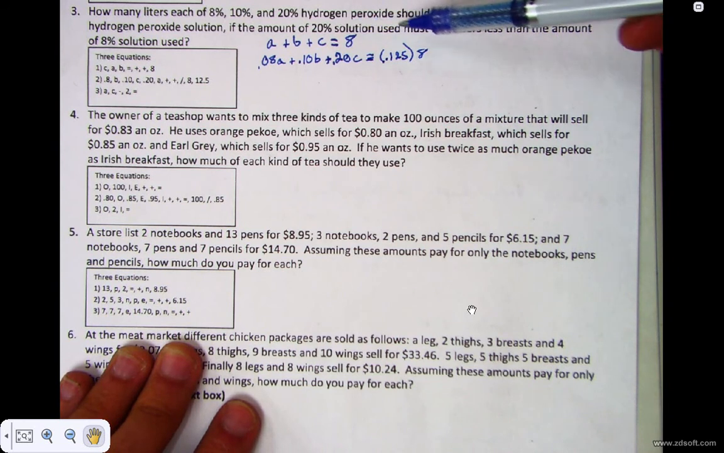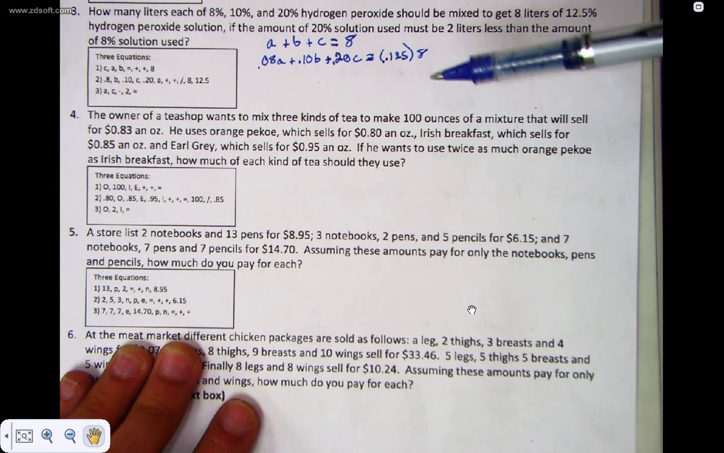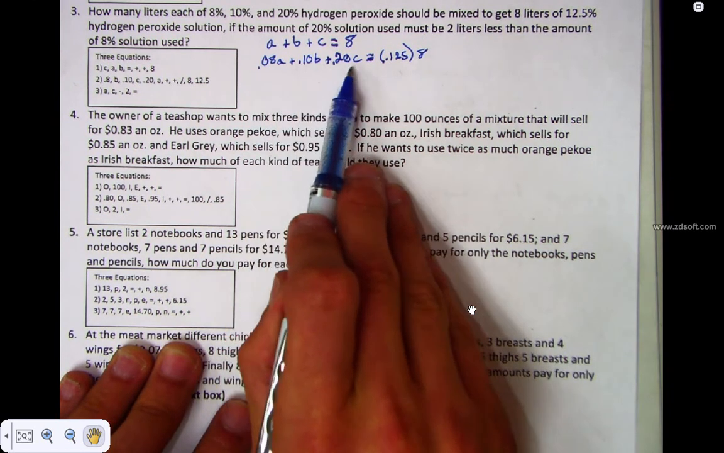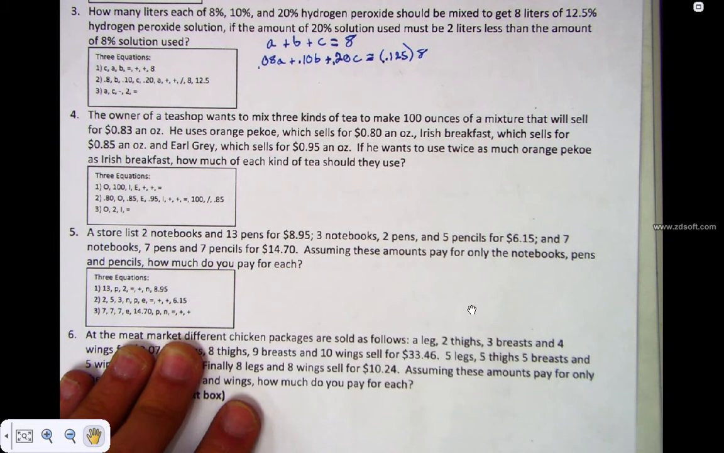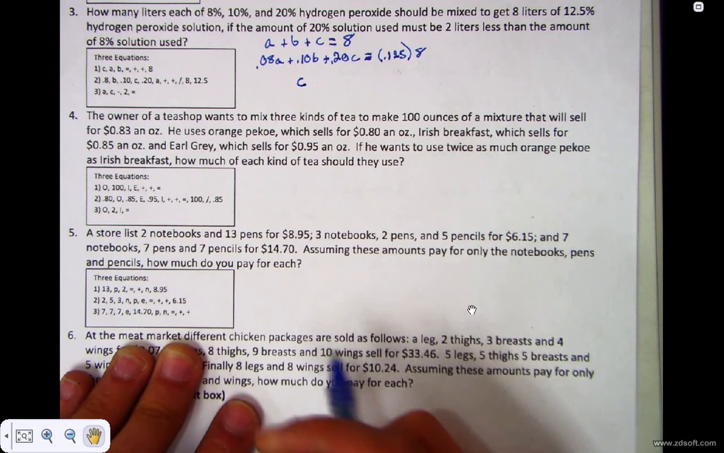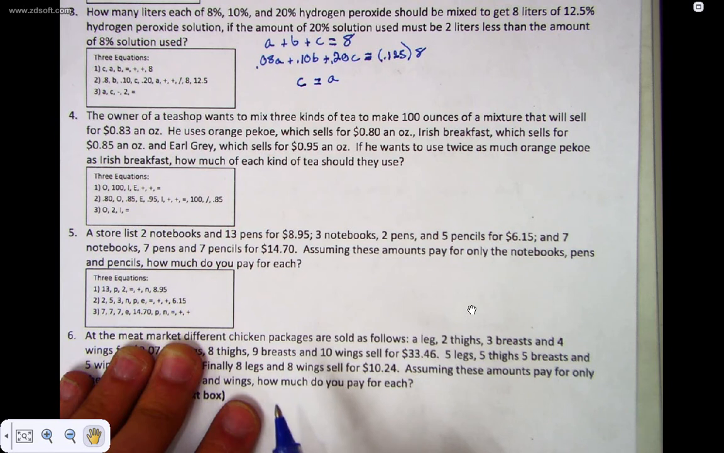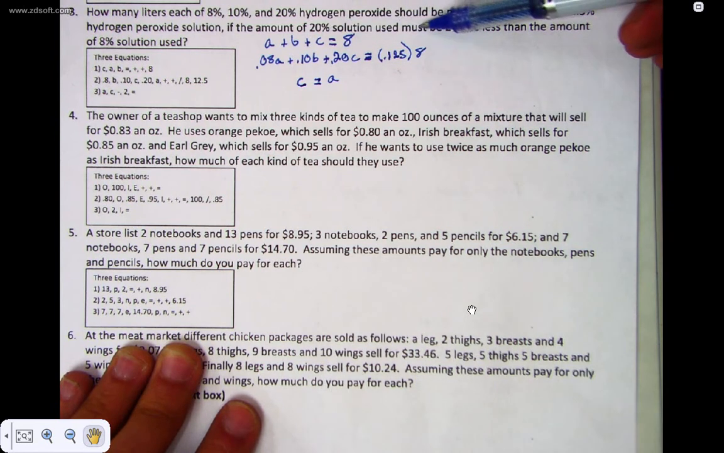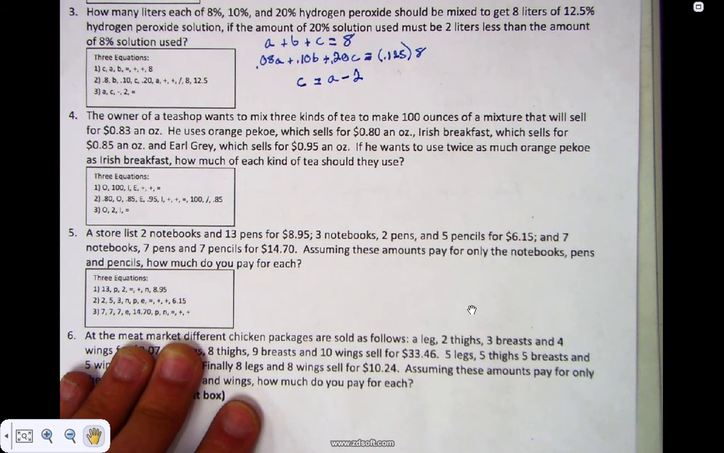So if the amount of 20% solution used must be 2 liters less than the amount of 8% solution used. Okay, so we're talking about amounts. We're not talking about the percents themselves. So these letters right here are representing the amounts, right? That's how many liters of solution. So which letter represents the amount of 20% solution? That's C. And which letter represents the amount of 8% solution? That's A. All right. Now, it says that C, which is the amount of 20% solution used, must be 2 liters less than A. So C equals 2 liters less than A, or A minus 2. And those are our three equations.